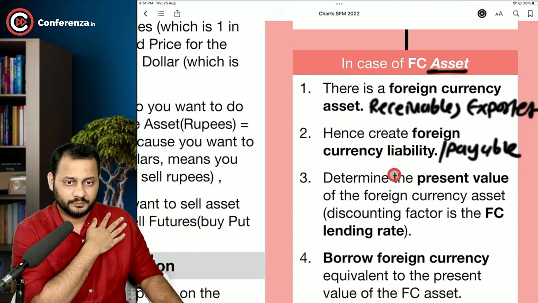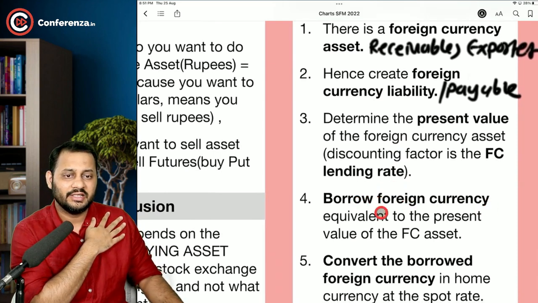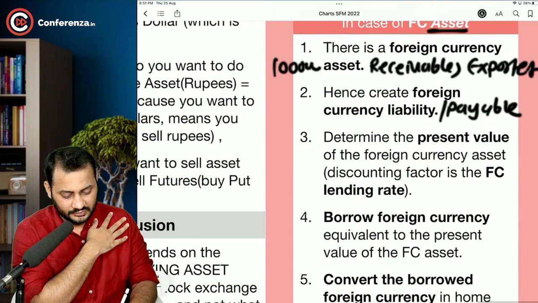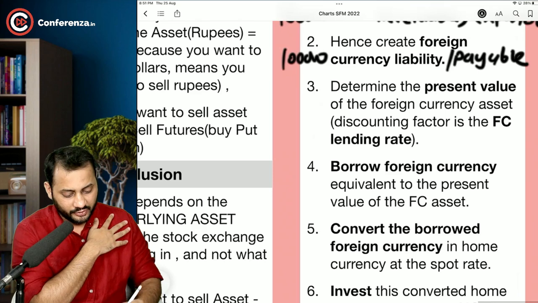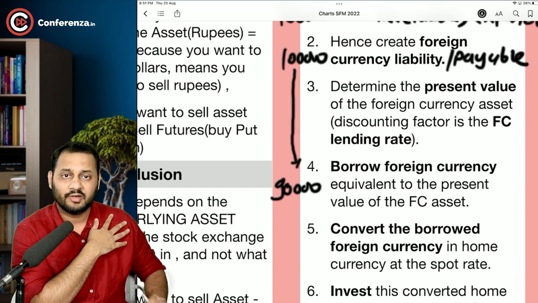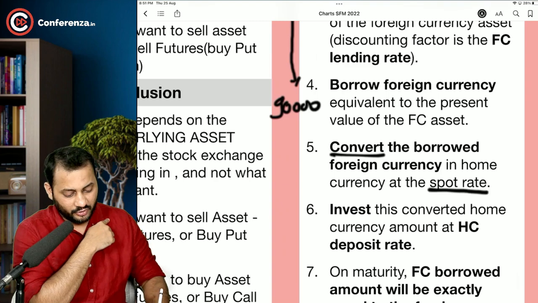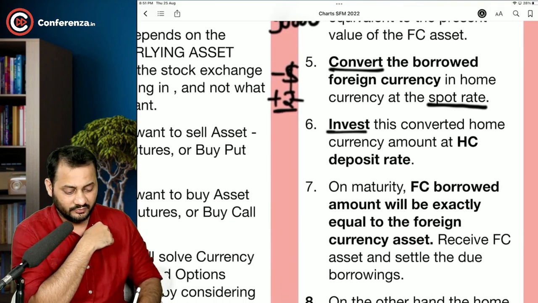So we will borrow. What are we going to do? We are going to borrow foreign currency equivalent to the present value of the foreign currency asset. So this is 1 lakh that I told you. We want to create a similar liability after 6 months. And in order to create a $1 lakh liability, we will borrow $90,000 today. Now we will convert that at the spot rate. So we will sell the dollar and receive rupees at spot rate. After that, this rupee received by us will be invested.